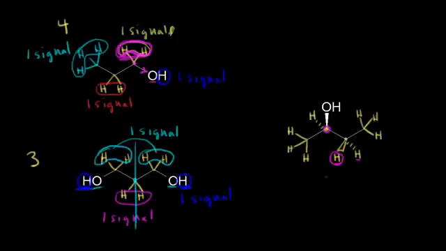So this one might give us 1 signal. I'll put that in magenta, so 1 signal here. And this one, we would expect a different signal. They're in slightly different environments because of this chiral center that is present. All right, so let's keep on going, and let's figure out how many more signals we would expect.